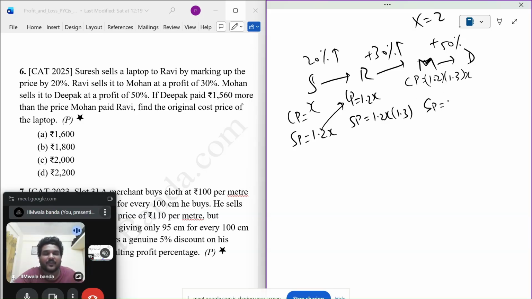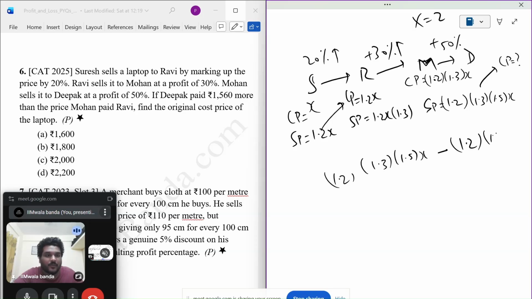Then he sold it at 50% more, which itself became his cost price. And I know the relation between these two, right? So can I say 1.2 into 1.3 into 1.5x, this is the money paid by Deepak, and 1.2 into 1.3 into x, this is the money paid by Mohan, and these are having a difference of 1560. See, this is why I was not actually solving it. Now I can take 1.2, 1.3 and x as common, and this becomes 1.5 minus 1.